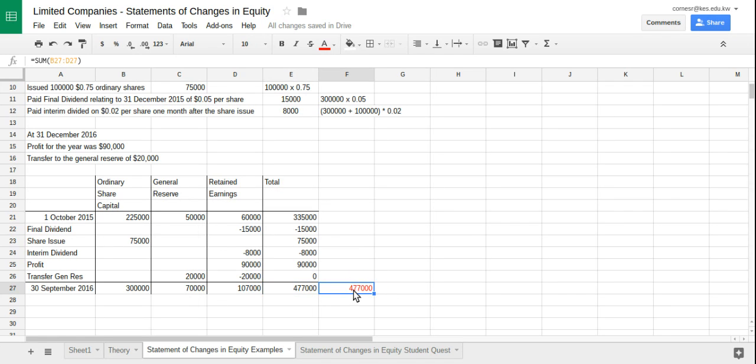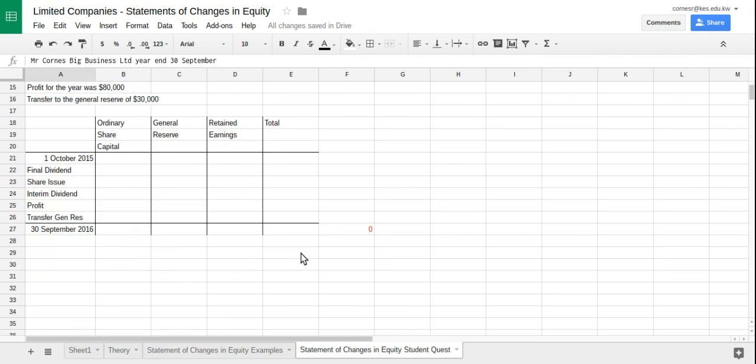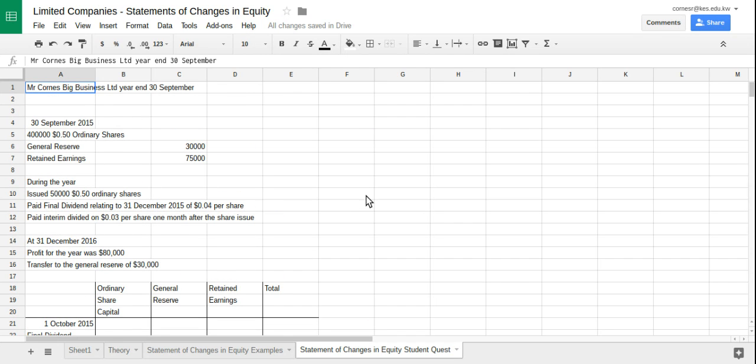So I've put a little figure here on the right to show it's correct, because I've done some of the row here, the columns here, and some of the rows over here. So that's what it's used for. And that's all there is to a statement of change of equity. So, example for you to do, very simple, similar to the one that I've done, and good luck with that. And obviously we'll work a bit more on this in the lessons.